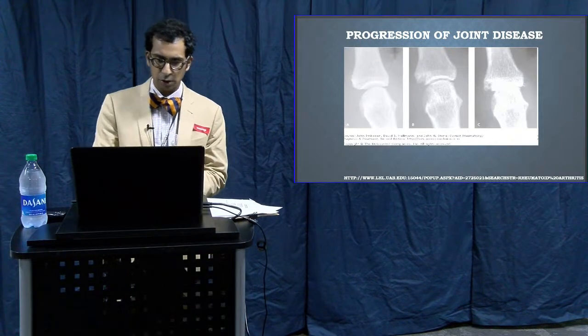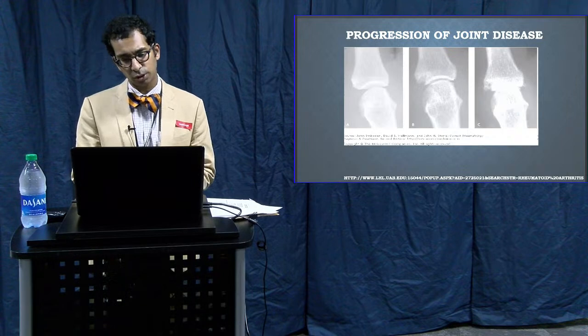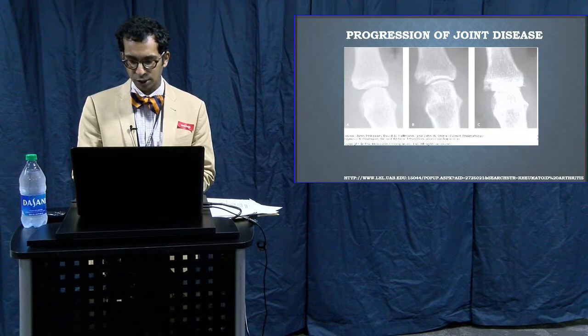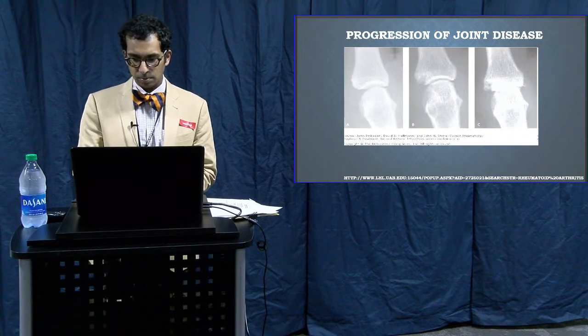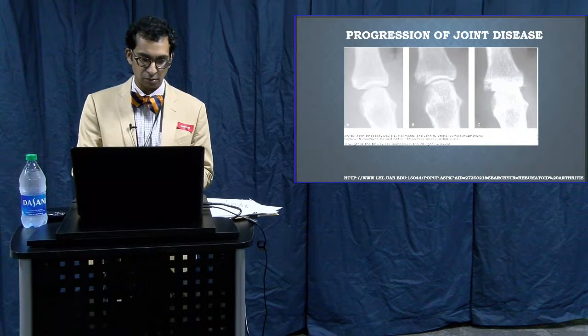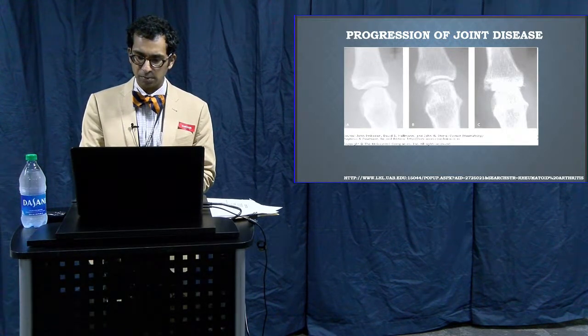This is just a picture showing the progression in the same joint over the course of many years in a patient with rheumatoid arthritis. This is the metacarpophalangeal joint, and the panel on the left is supposed to show a joint that's relatively normal. I think this picture was taken prior to the diagnosis of rheumatoid arthritis, in someone who may have had the presence of autoantibodies but no clinical synovitis.